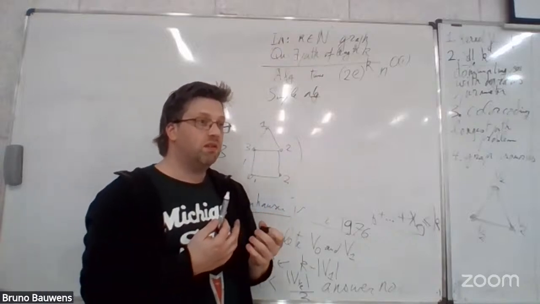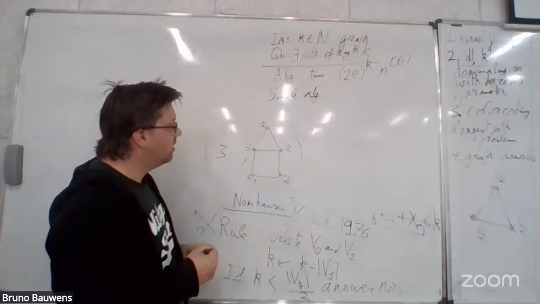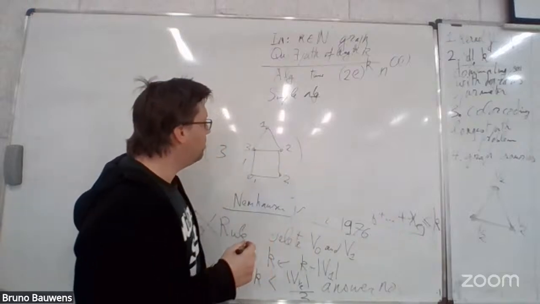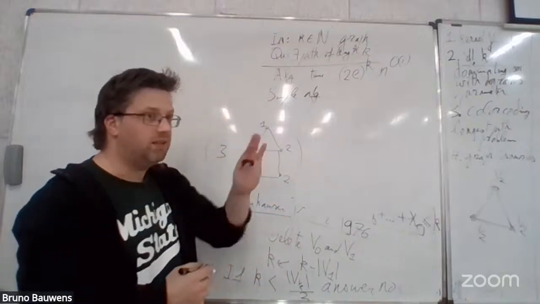Why can't we just take one node and color its neighbors? Yeah, actually, thank you for the question. It's a very good question. Why? So, okay, I will answer your question later.